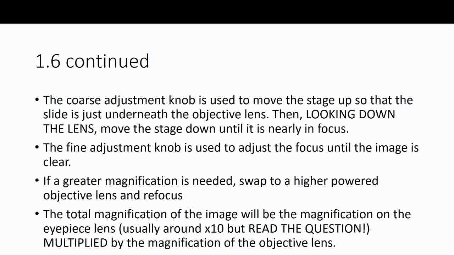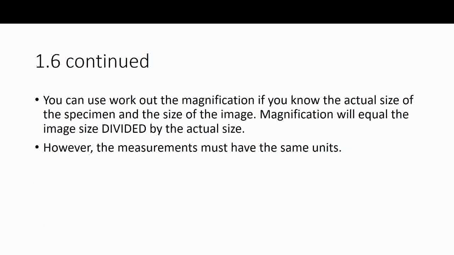The total magnification of the image will be the magnification on the eyepiece lens, which is usually around times 10, but make sure to read the question carefully, multiplied by the magnification of the objective lens. You can also work out the magnification if you know the actual size of the specimen and the size of the image. Magnification will equal the image size divided by the actual size. However, the measurements must have the same units.